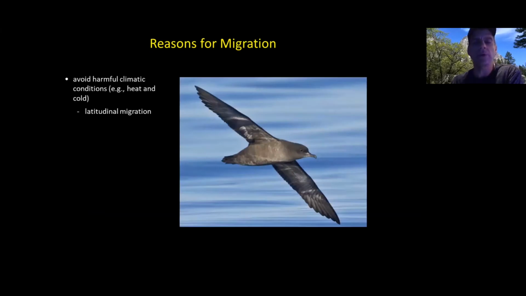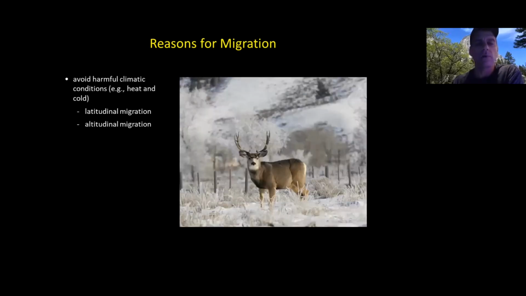So why do animals migrate? Well, one reason is to avoid harsh climatic conditions, for example, heat and cold. And this can be accomplished through latitudinal movements. So for example, here's a sooty shearwater. These travel round trip between the Arctic and New Zealand to experience summers in both the northern and southern hemisphere. Animals can also avoid heat or cold by migrating altitudinally. For example, in the western US, mule deer can migrate down out of the mountains each winter to avoid the cold, and then they will return to higher elevations in the following spring.